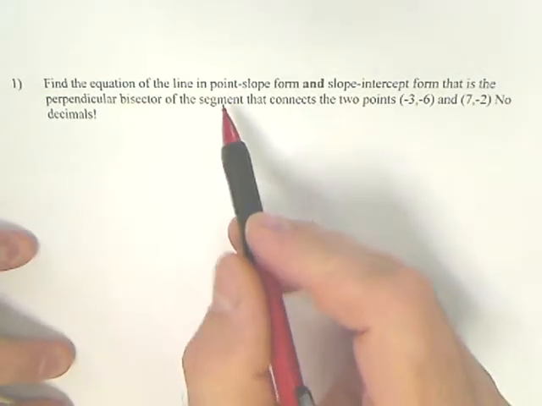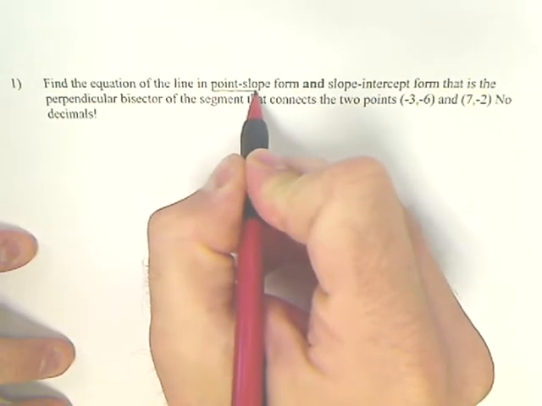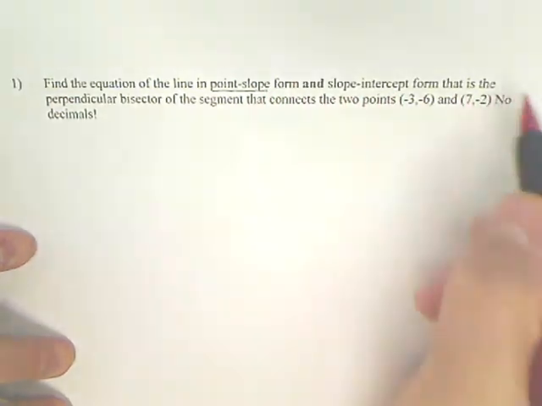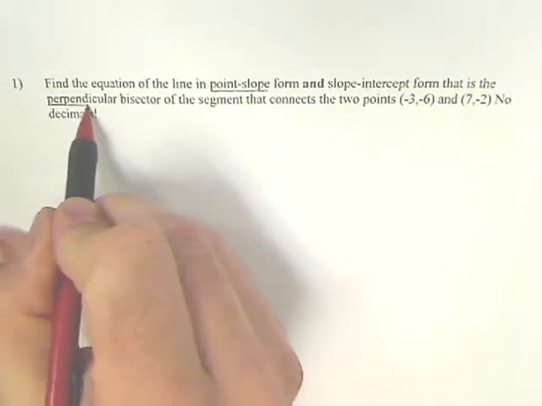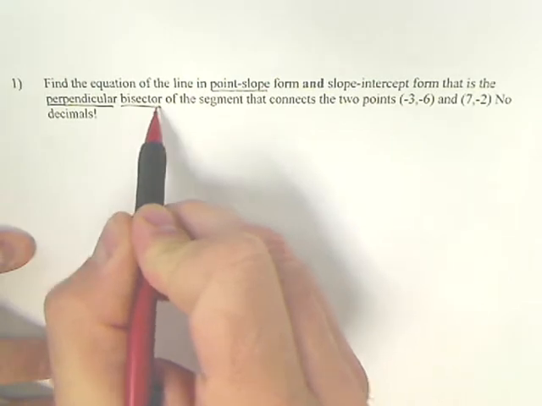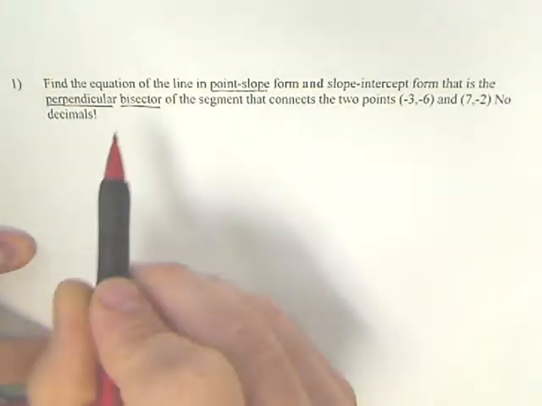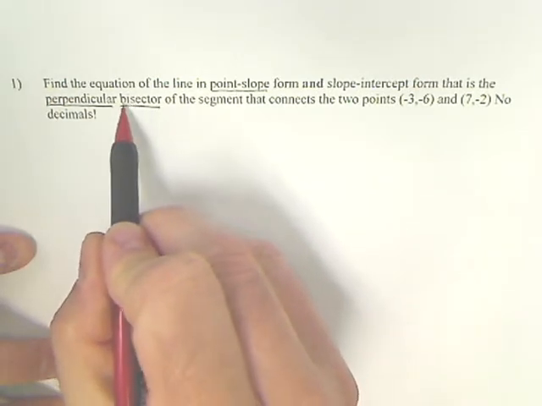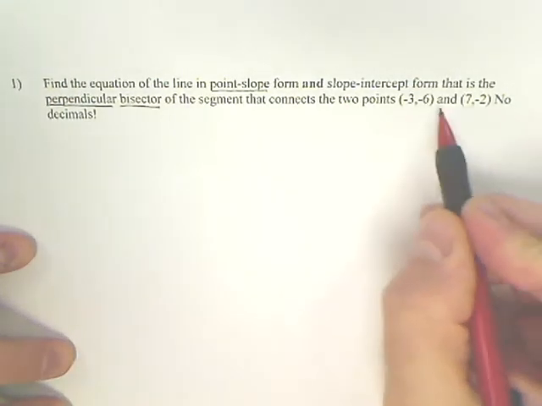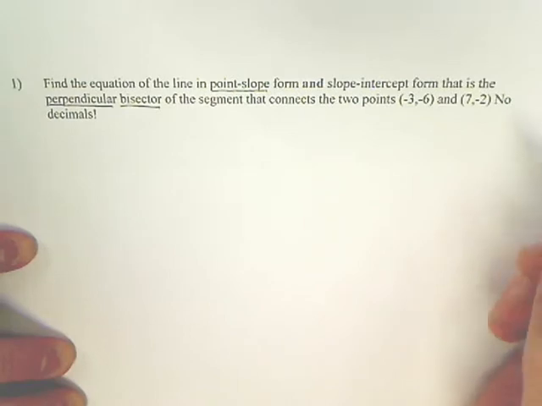Find the equation of the line in point slope and slope intercept form, that is the perpendicular bisector of the segment that connects these 2 points. So because of the word bisector, we need to find the midpoint of these 2 coordinate points.